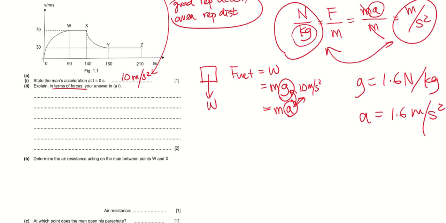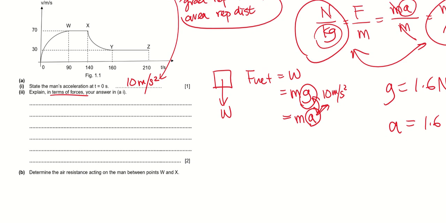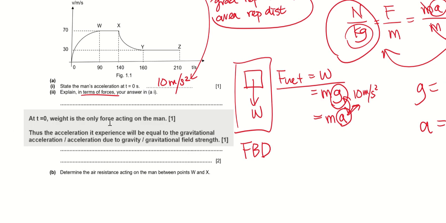So how do we answer this question? Explain in terms of forces. When the guy first falls out, we draw the free body diagram. The only force acting on him is weight, and since weight equals to mg, and g is the acceleration, he will have an acceleration of 10 meter per second square. Just to show you the answer, at t equals to 0, weight is the only force acting on the man, right? F net. Thus, the acceleration experienced will be equal to the gravitational acceleration, or acceleration due to gravity, or gravitational field strength.